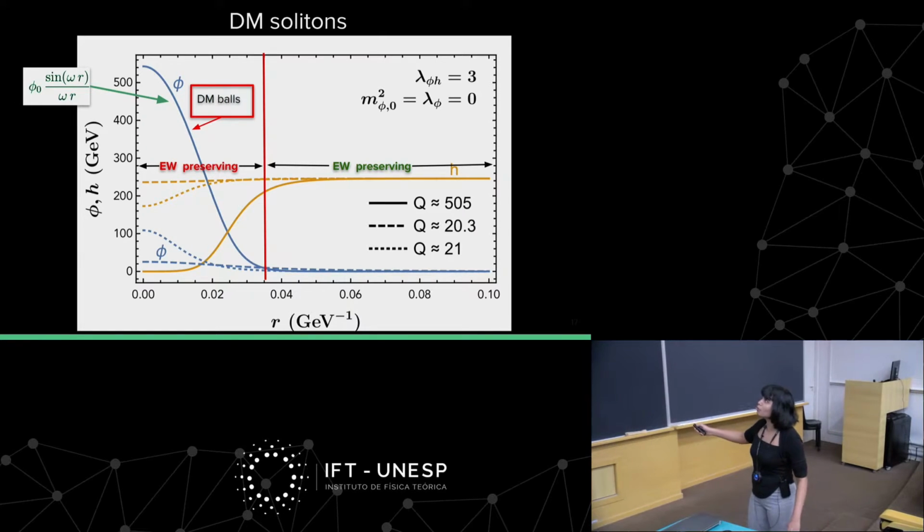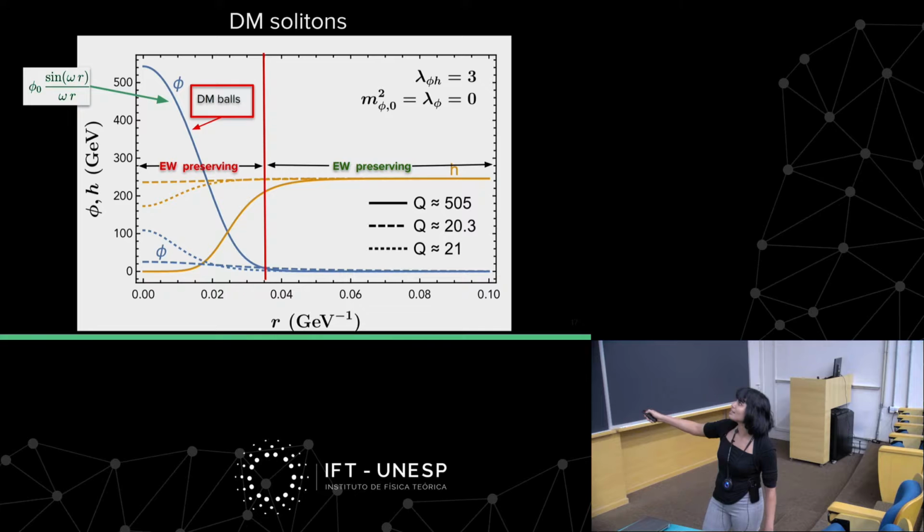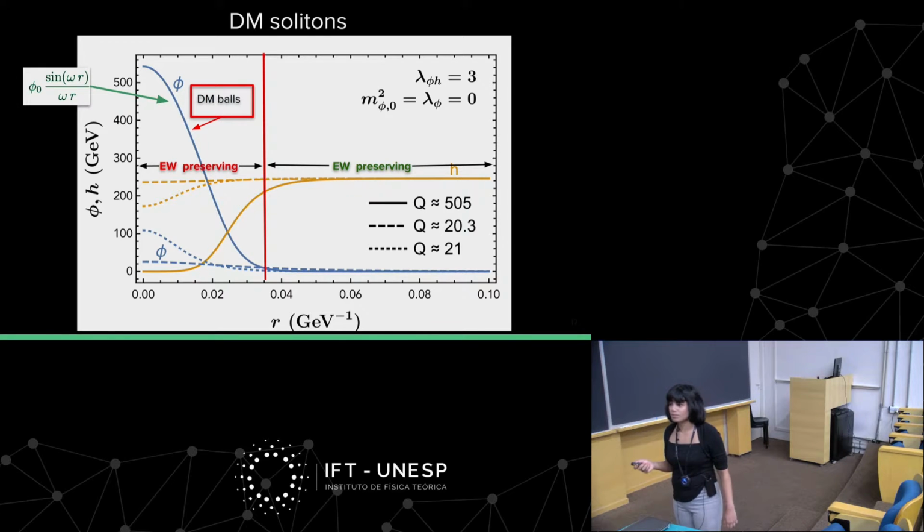So going from the electroweak symmetric to the... preserving on both sides. But here the Higgs has a VEV, so the electroweak symmetry is not preserved here, and this is where it is preserved, okay? The Higgs VEV is zero here. These dashed curves are basically for the unstable solutions, okay?